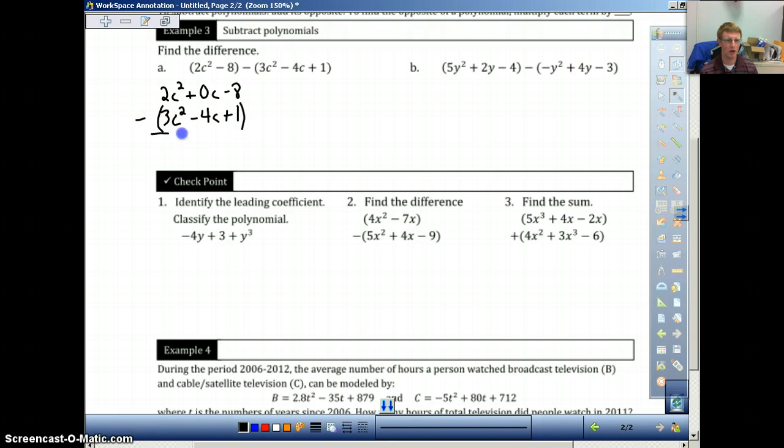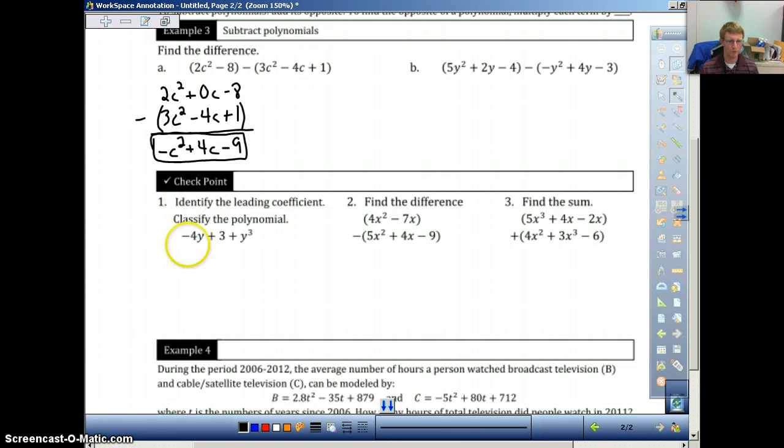Now, here's the number one thing that you have to pay attention to. It is always minus. 2c squared minus 3c squared is negative c squared. 0c minus a negative 4c. Don't just do 0 minus 4c. This is 0c minus a negative 4c, which is actually a positive 4c. And then negative 8 minus 1 is negative 9. Okay, and there's your solution there.